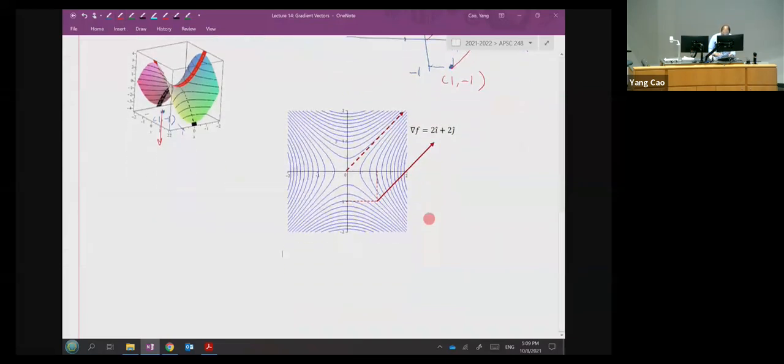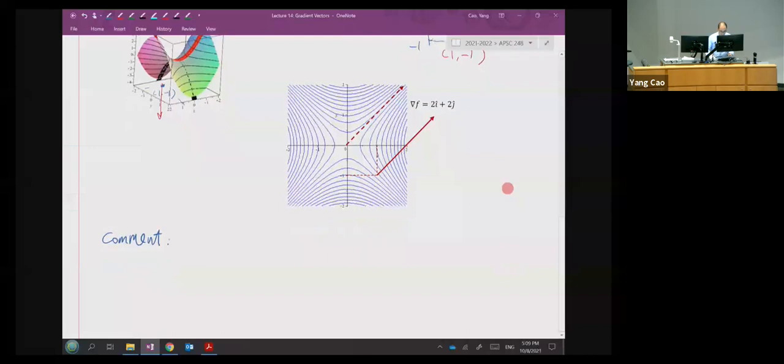Now I'm going to write down a statement without any proof, and I will come back to the statement. Let's call it comments here. I want you to accept what I write after this comment. But we'll be able to prove the correctness of the statement. The statement is basically about the meaning of a gradient vector.